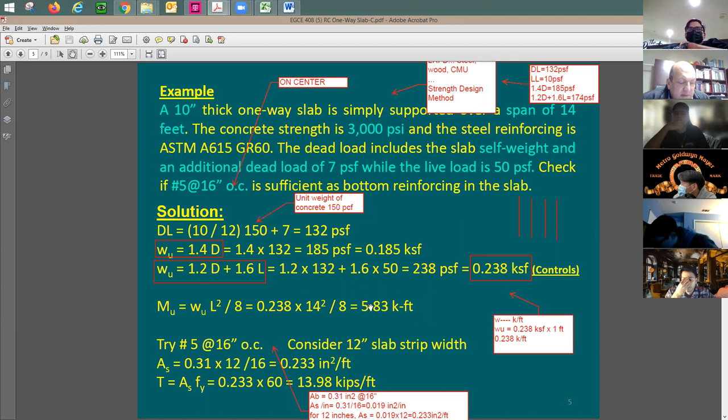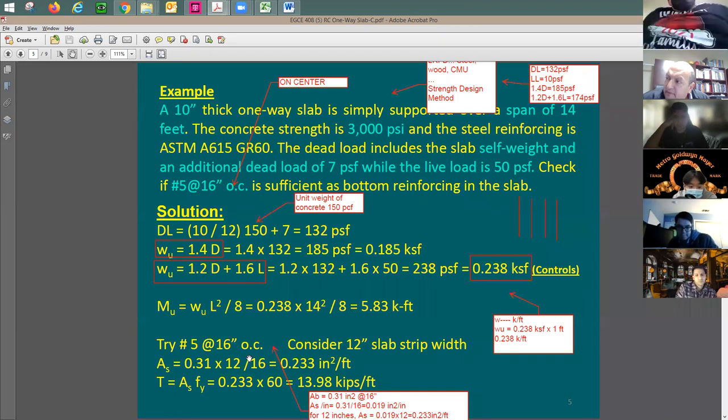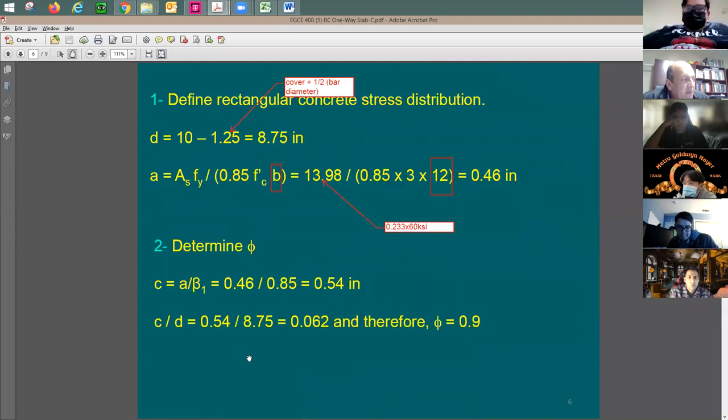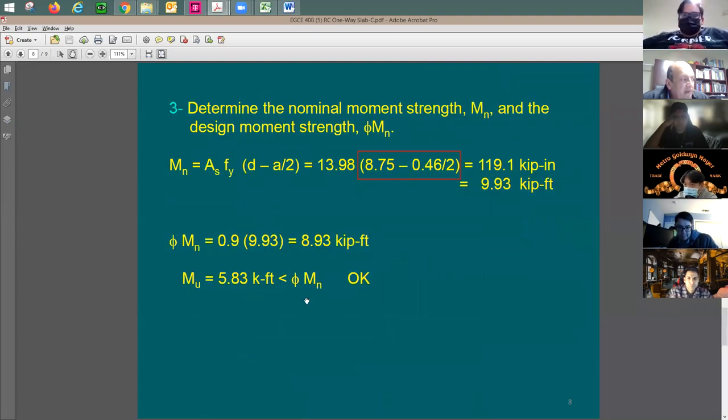You find out the moment. You propose some reinforcing to be able to cover the minimum and to cover the moment demand, and you prove it to the end. You need to prove this to us. You need to say, well, here's what happened. Make sense? Okay, yeah, thank you. No problem.